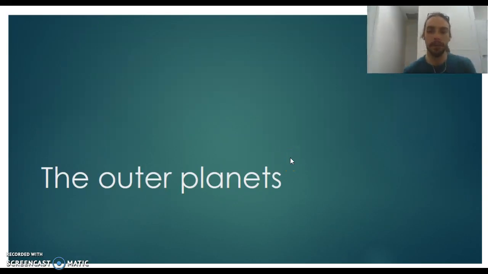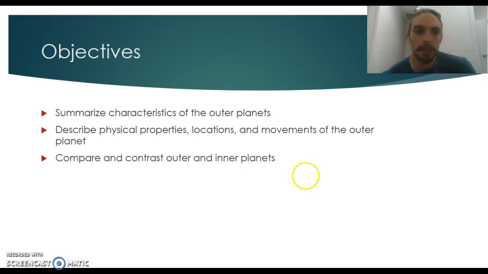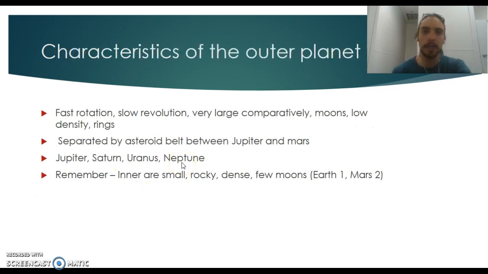All right, so we've learned about the inner planets. Now let's learn a little bit about the outer planets. So the objectives of this one are going to be to summarize the characteristics of the outer planets, describe their physical properties, locations, and movements, and to compare and contrast the outer and inner planets.